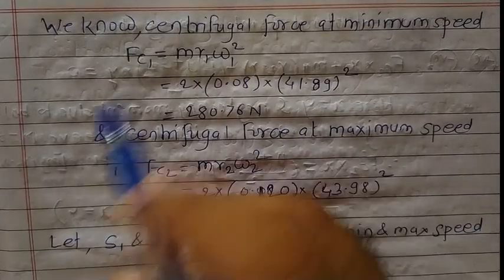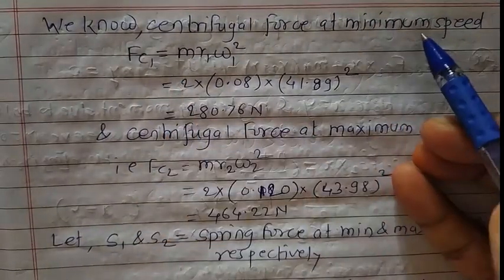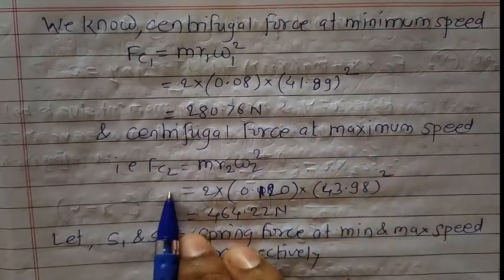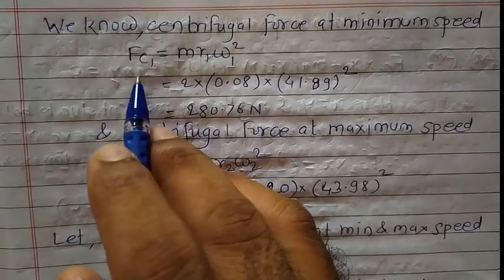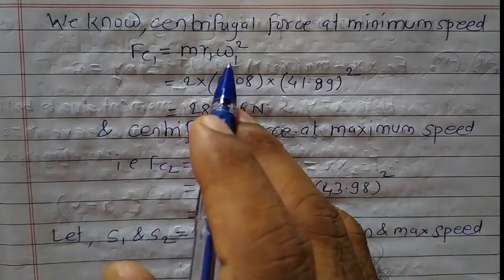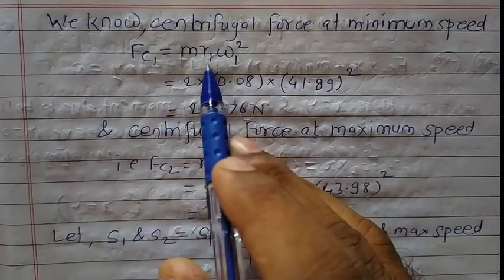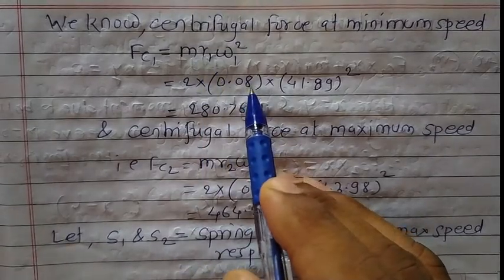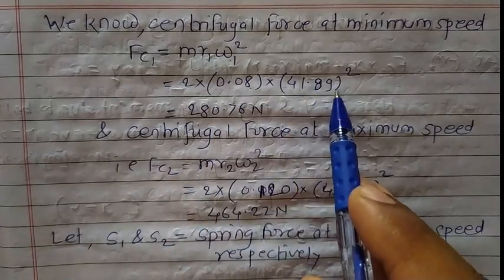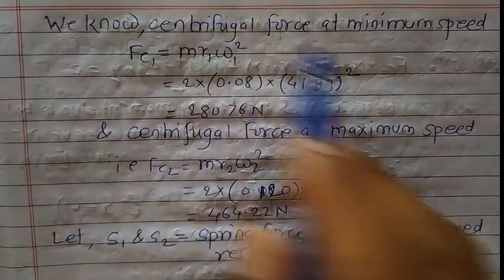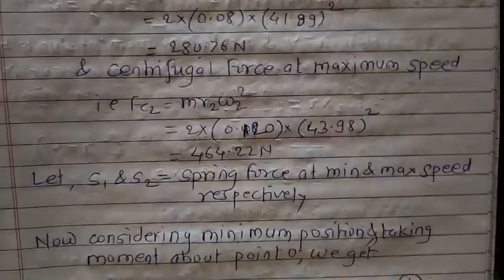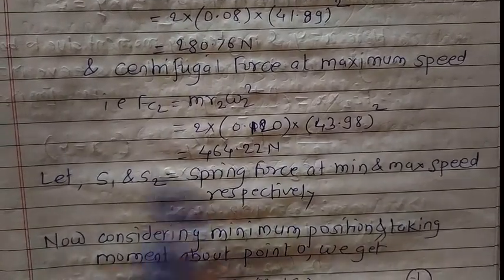So get the value of centrifugal force at minimum speed as well as the centrifugal force at maximum speed. In this we can get FC1 equals m R1 omega 1 square. The value for the radius of rotation R1 is 0.08, and the value for omega 1 is 41.89. Doing the calculation for this FC1, we get 280.76 Newton.